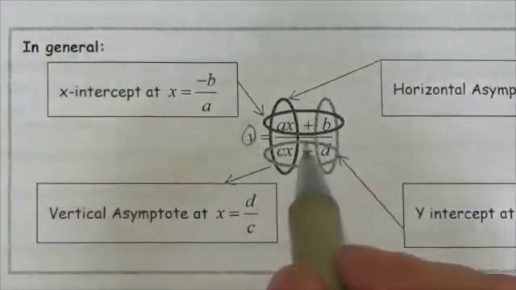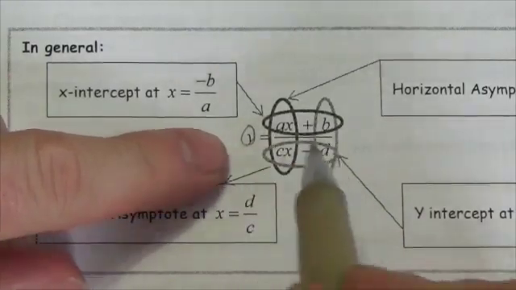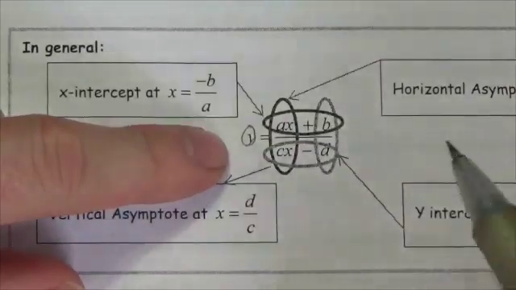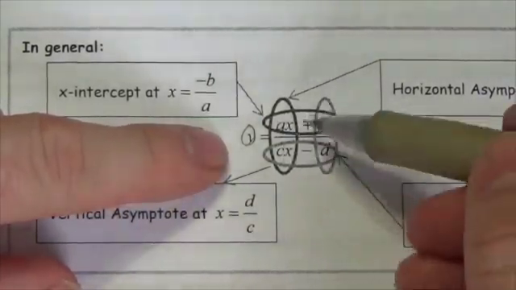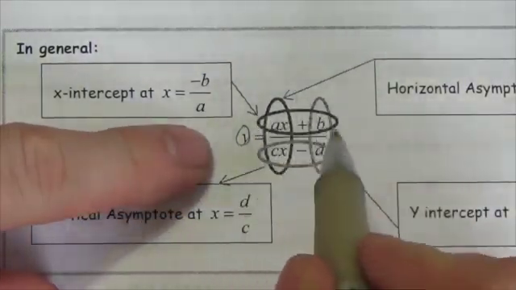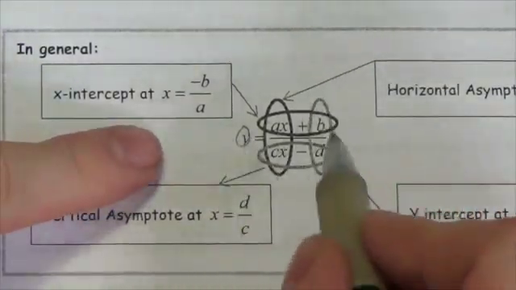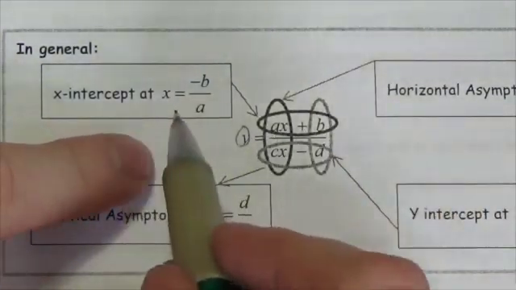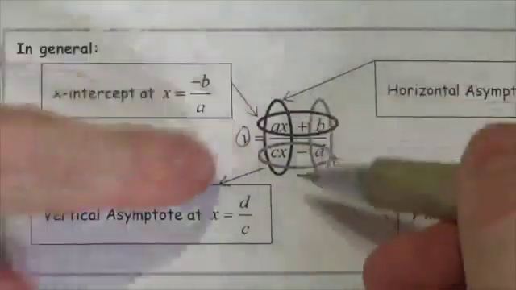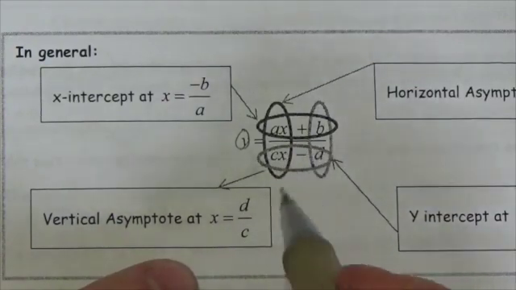Now, the only part that will make a rational expression equal to 0 is when the numerator equals 0. If the denominator goes to 0, it's undefined. You have to remember that. It's very tempting to want to make numerator and denominator 0 for the x-intercept, but it doesn't work like that. It's just the numerator that makes it 0. 0 over whatever is 0. So that means, based on this expression, that my x-intercept would be negative b over a.